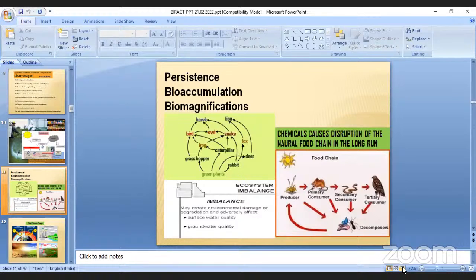Bioaccumulation: we all know that whenever chemical toxicants are ingested or inhaled by us, they cause a very important problem, and it is known as bioaccumulation. And then biomagnification: whenever they enter our food chain, our entire food chain gets disrupted. We all know food chains and food webs, no? Lots of organisms are interconnected with each other for energy sources. So all the animals are adversely affected by these applications of chemicals, okay?